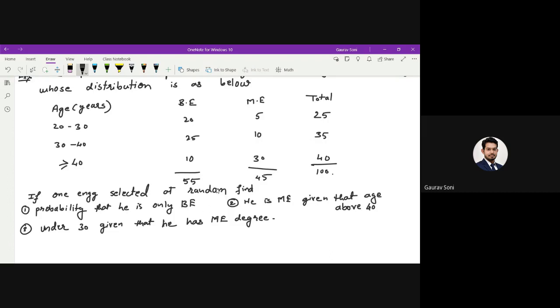So let's define the events first of all. Tell me what could be the first event A. Look at the things that you need to find out, and according to that, you define the events. Sir, event A will be he will have only BE degree. An engineer is only BE.